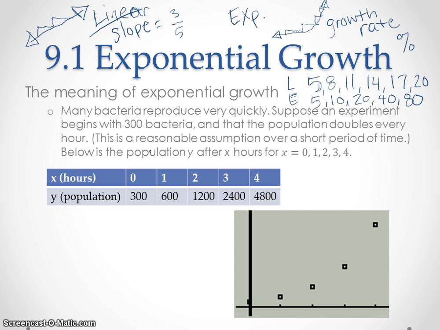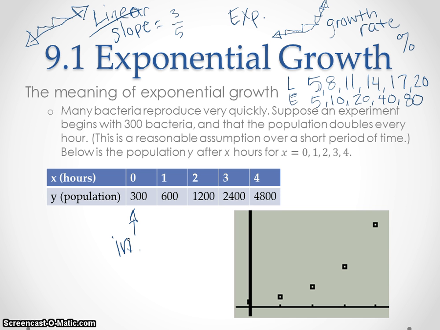It says many bacteria reproduce very quickly. Suppose an experiment begins with 300 bacteria and that the population doubles every hour. This is a reasonable assumption over a short period of time. Below is the population Y after X hours, for X being 0 hours, 1 hour, 2 hours, 3 hours, and then 4 hours. As you can see here, we started out with 300 bacteria when no time has passed yet. That's why we're starting at 0. So this is our initial amount.